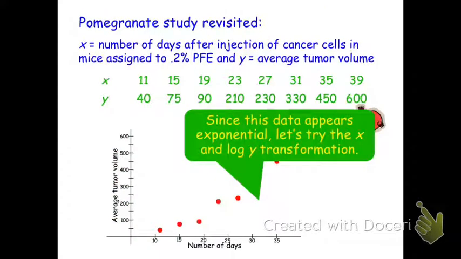So let's do an example, and we're going to try the x and the log y transformation. Here's what I want you to do. Put in list 1 and list 2 just normally right now, x's and y's. X is for the linear regression? Yes. So a plus bx.